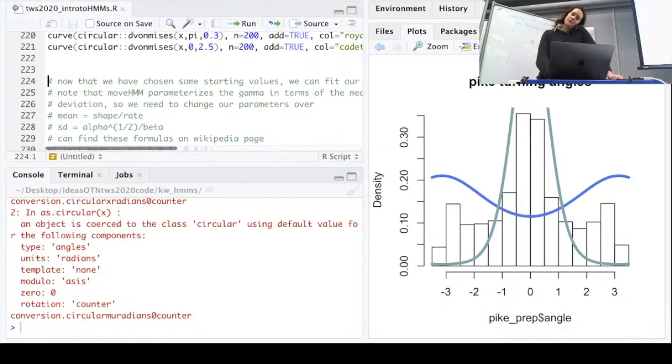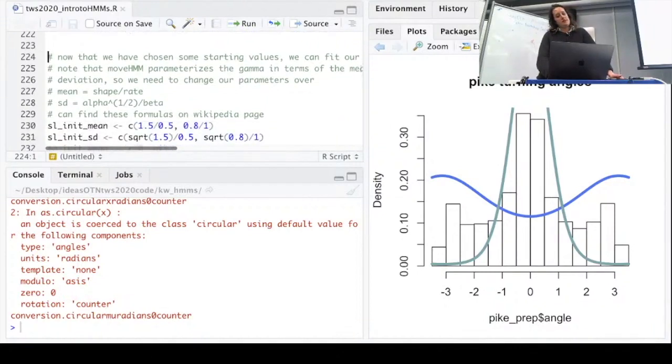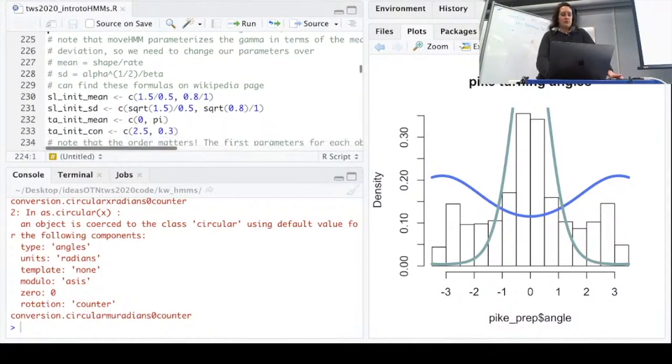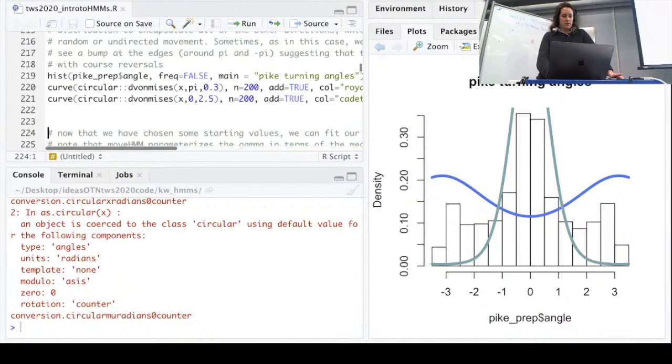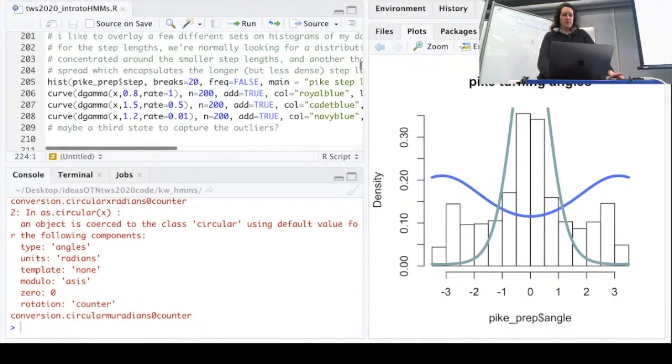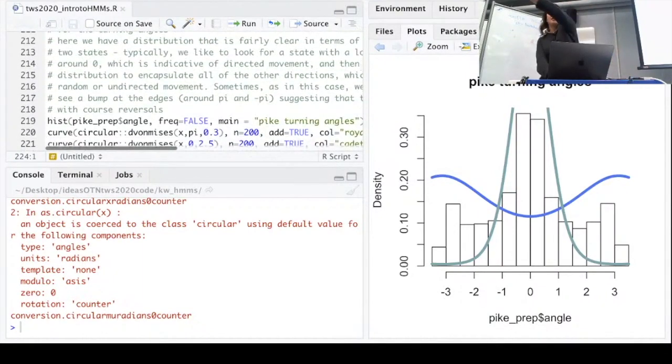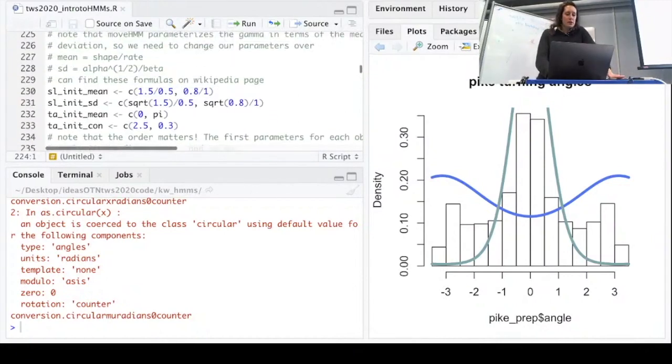So now, based on these distributions, I'm going to go with those for starting values. And for the gamma ones, I just picked the first 2 that we saw. So I didn't take that really long tail one, that long flat one. Just pick the first two.